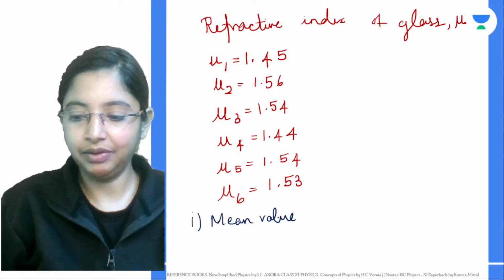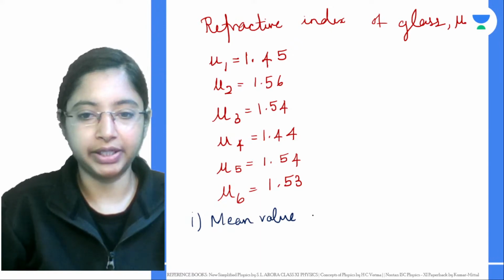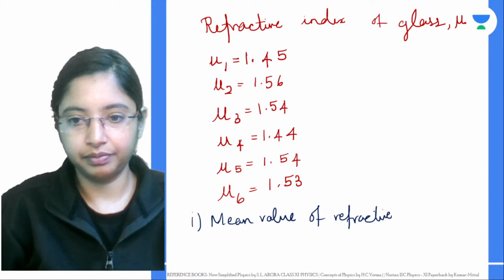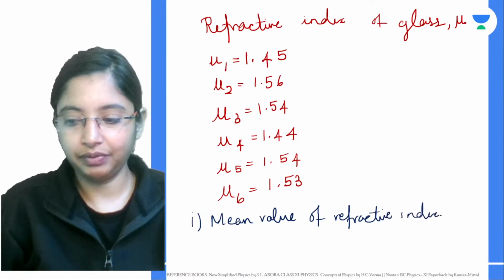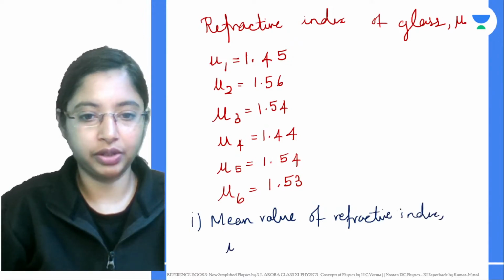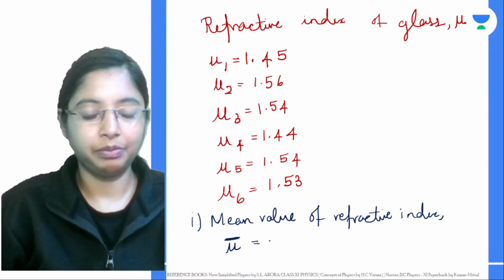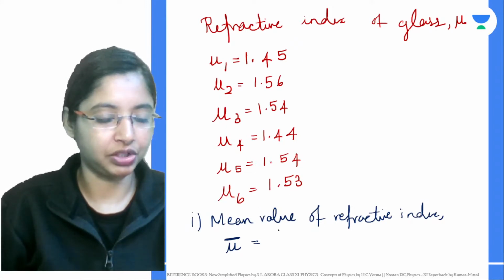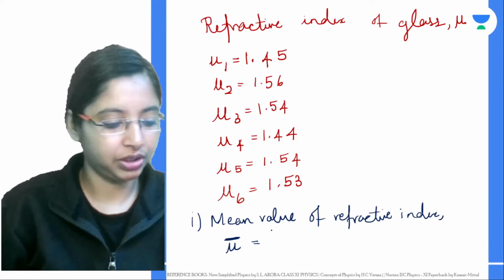Okay, mean value of refractive index. Mean value of refractive index will be what? We can say this is mu, the mean value that you're taking. Mean value will be the sum of observations divided by the total number of observations. What is the sum of observations?